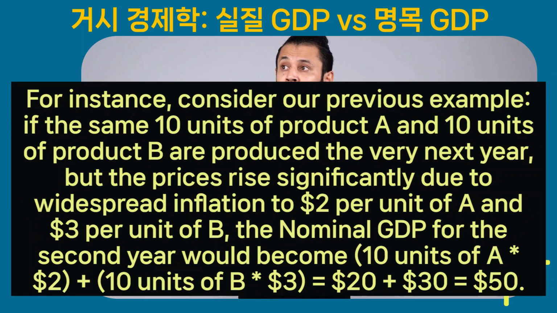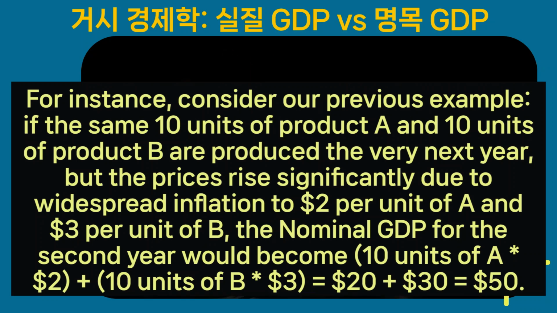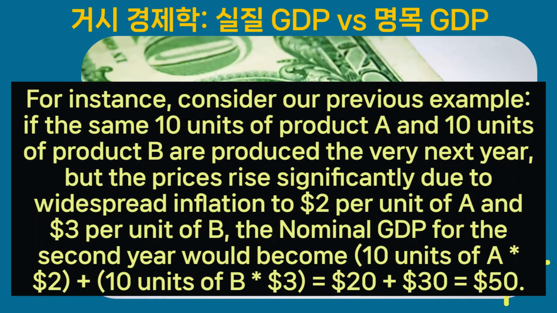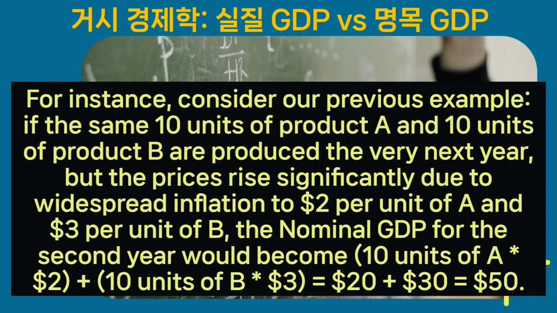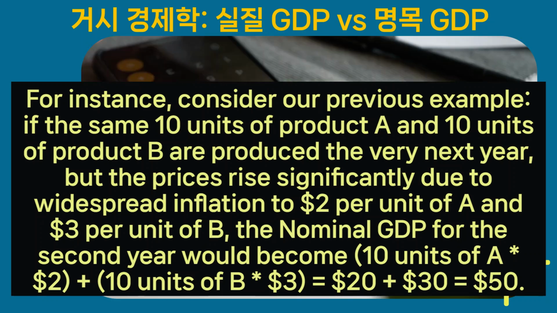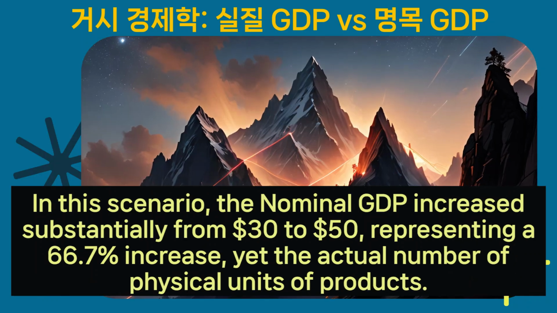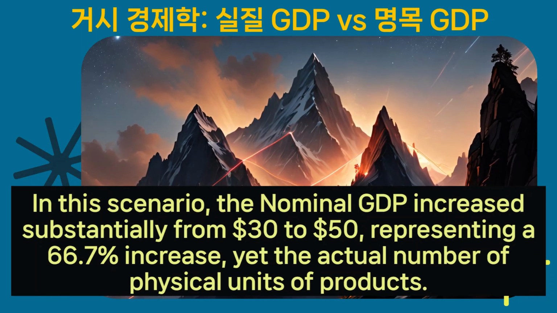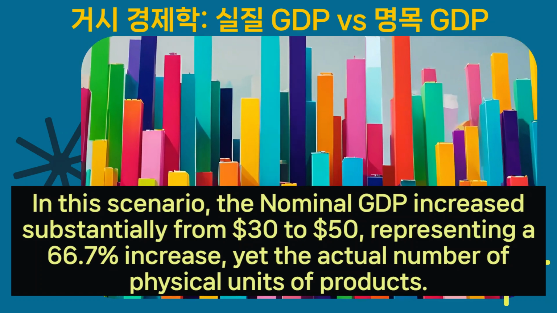For instance, consider our previous example. If the same 10 units of product A and 10 units of product B are produced the very next year, but the prices rise significantly due to widespread inflation to $2 per unit of A and $3 per unit of B, the nominal GDP for the second year would become 10 units of A times $2, which is $20, plus 10 units of B times $3, which is $30, for a total of $50. In this scenario, the nominal GDP increased substantially from $30 to $50, representing a 66.7% increase.